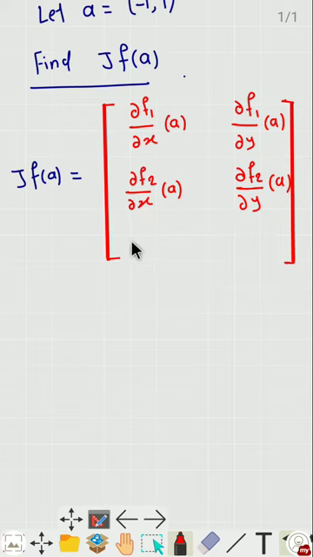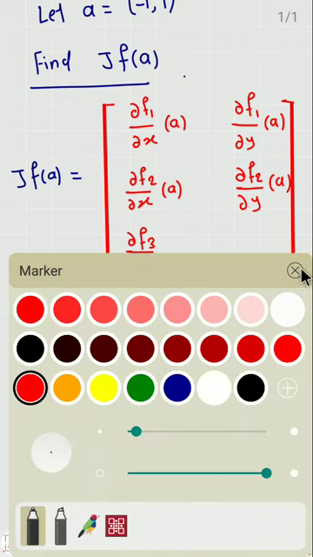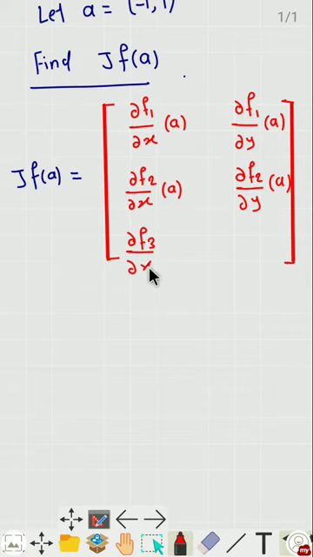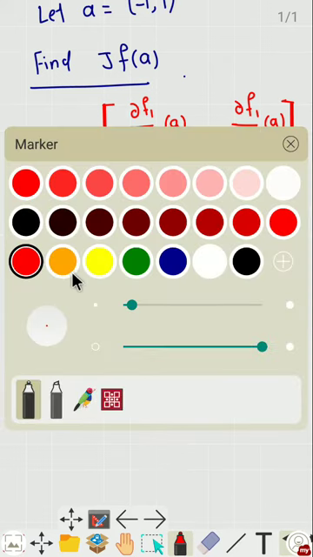And third row is ∂f3/∂x at point A, and ∂f3/∂y at point A. So we have to find all these 6 derivatives. Okay, so let us try to find out all these 6 derivatives now.